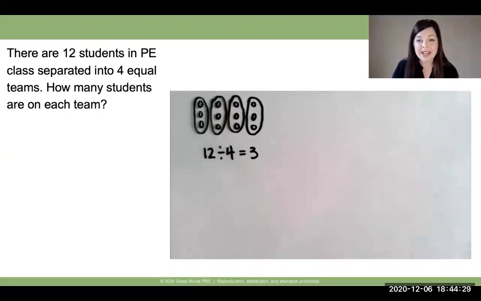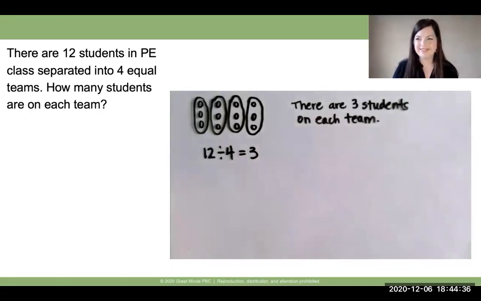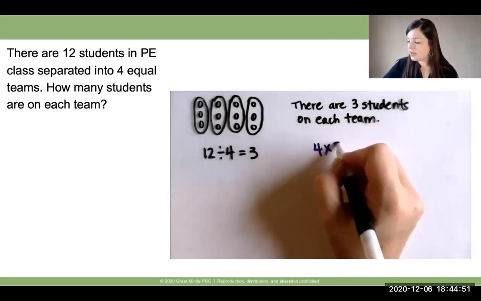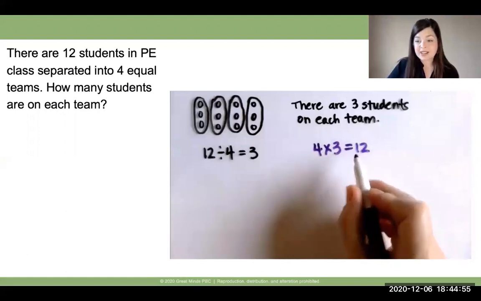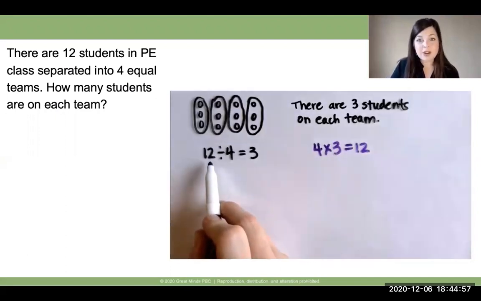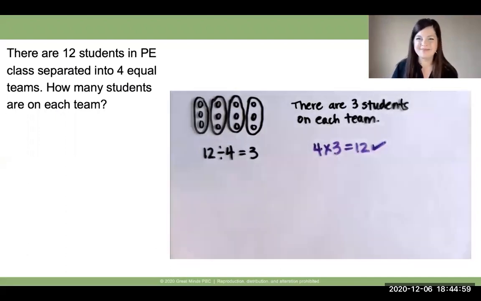Now pause the video and write an answer statement to answer the question, how many students are on each team? There are 3 students on each team. Now, how can we check our division to make sure that we're correct? We can use multiplication. We can think we have 4 groups of 3, so that's 4 times 3, which equals 12. Since the product we got is the same as the total that we started with, we know we're correct.